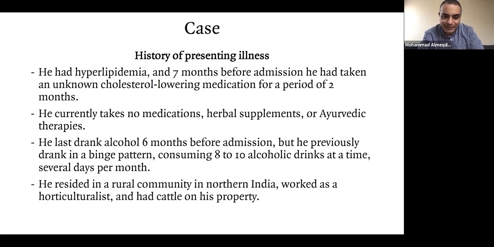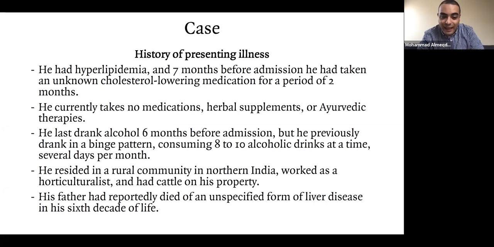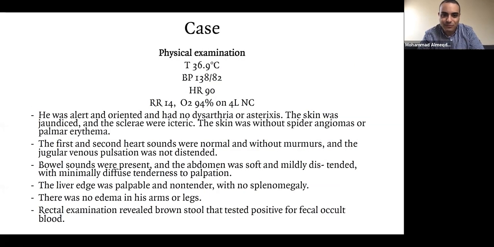He also resided in a rural community in northern India, worked as a horticulturalist, and had cattle on his property. His father had reportedly died of an unspecified form of liver disease in his 6th decade of life. It's just giving you a lot of differentials, okay?